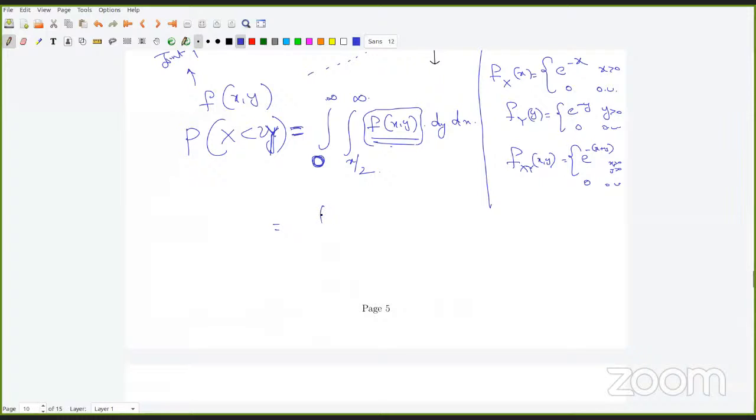So this will be the integral from 0 to infinity, and y from x by 2 to infinity, of e to the power minus (x plus y) dy dx.